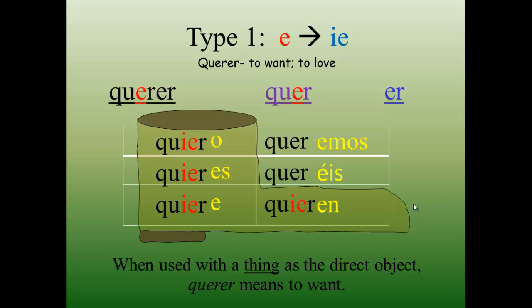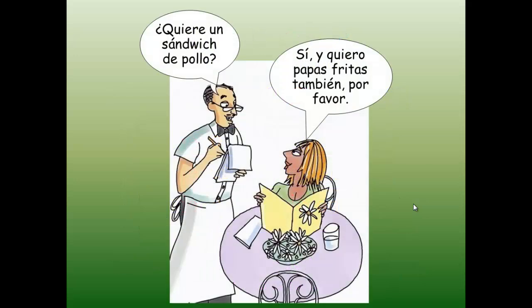When used with a thing as a direct object, querer means to want. Like yo quiero Taco Bell, we talked about, is I want Taco Bell. That was their slogan. Now let's look at this scenario. The waiter is asking the lady what she wants. He says, ¿Quiere un sándwich de pollo? And she says, sí, y quiero papas fritas también, por favor. So he's asking if she wants a chicken sandwich, and she says, yes, and I want french fries too.